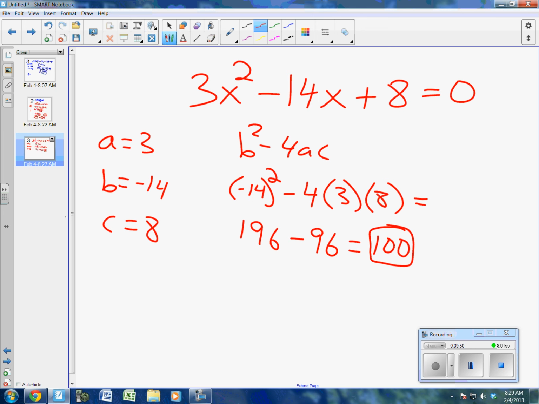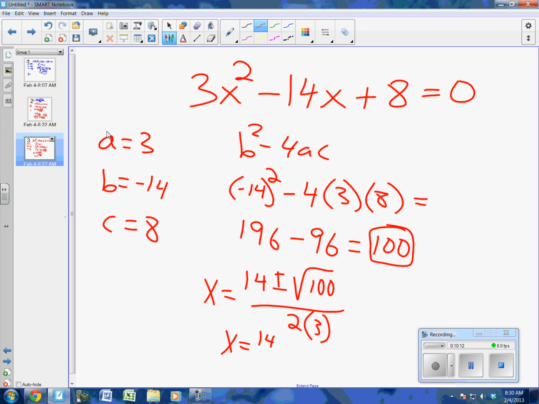Okay? So here we go. X equals negative b. What would negative b be? 14 plus or minus the square root of 100, all divided by 2 times 3, right? What is the square root of 100? 10. So I get x equals 14 plus or minus 10 over 6. What's 14 plus 10? 24 divided by 6 is 4, so one of my answers is 4. And what's 14 minus 10? It's 4, so 4/6 is 2/3.